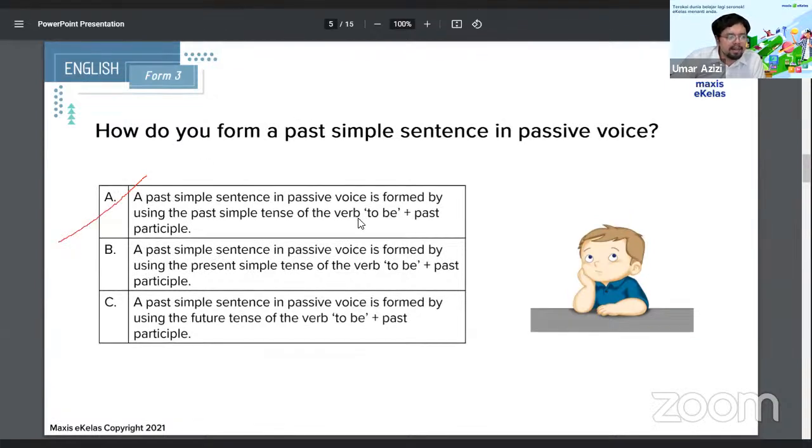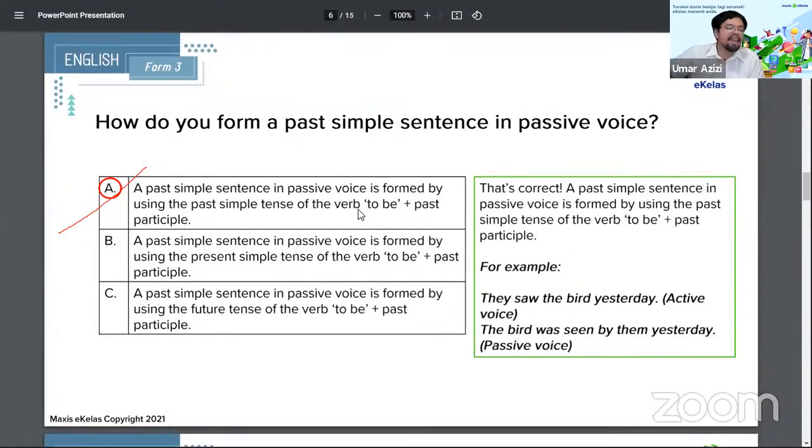And 3, 2, 1, and the answer is A. So for those who got it right, good job. Are you sure why you got it right, or are you guessing? And if you got it wrong, it's okay. Now you know for sure that a past simple sentence in passive voice is formed by using the past simple tense of the verb to be plus past participle.